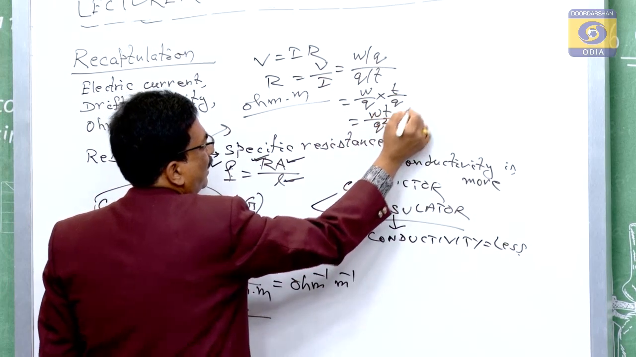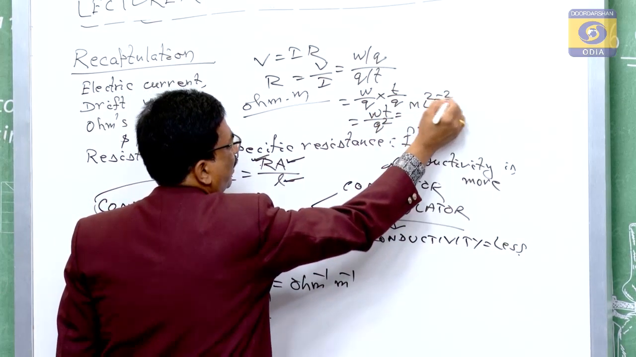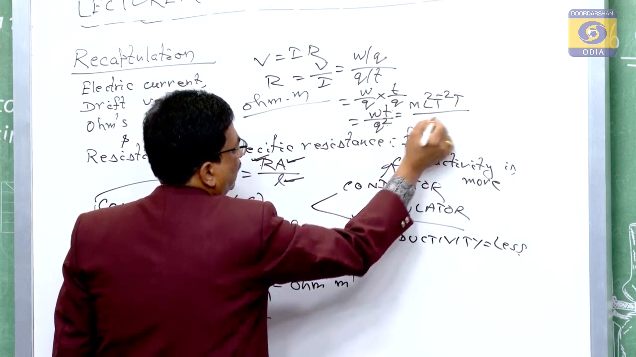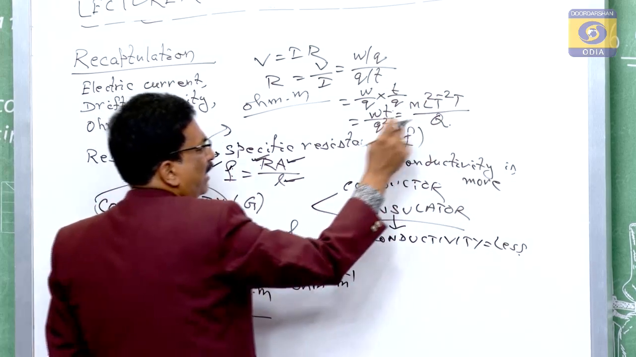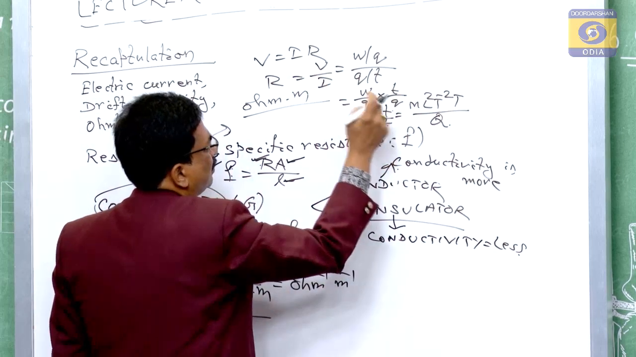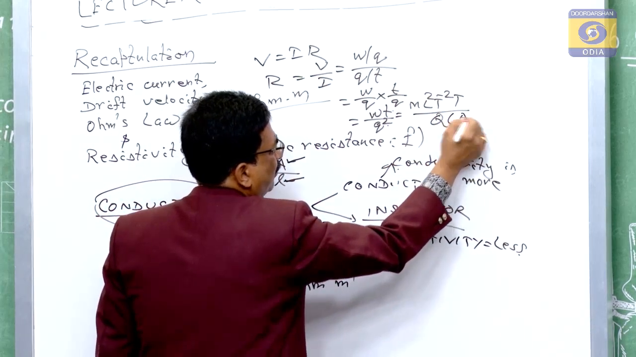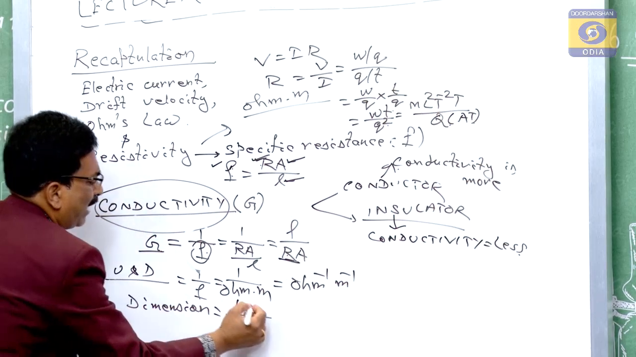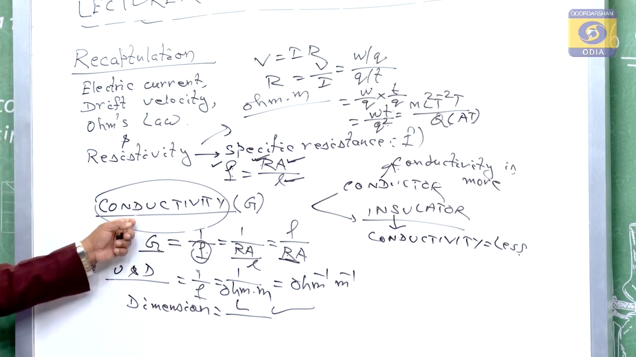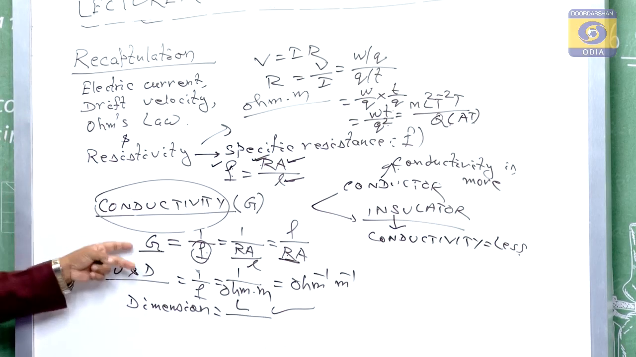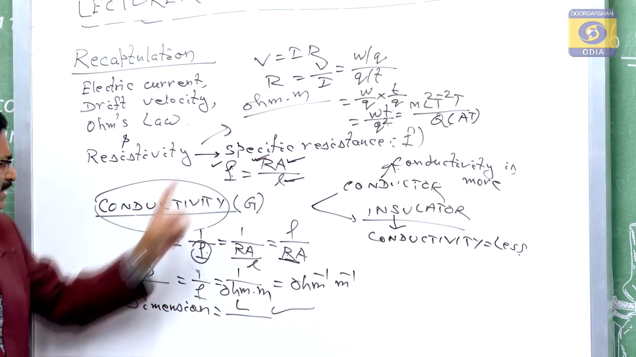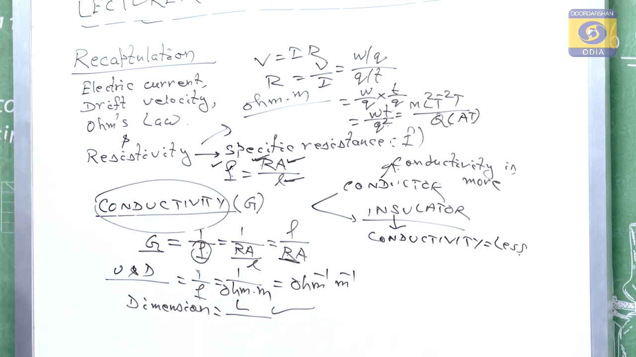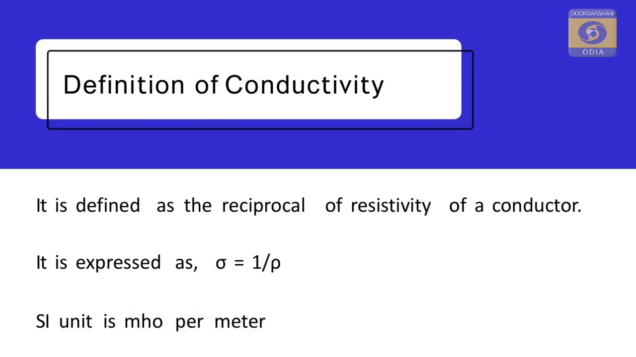W means the work, its dimension is M L square T to the power minus 2, T is the time, and this Q, as I said, you can take as Q, or Q is equals to IT. Instead of Q, you can take IT, and if you put this value and rearrange them, then you will find out the dimension of conductivity. So, these two things we discussed, one is the resistivity or the specific resistance, second one is the conductivity. Next one is the conductance.